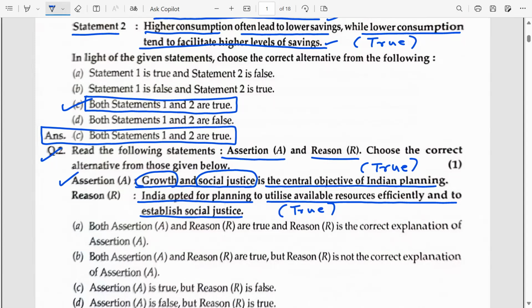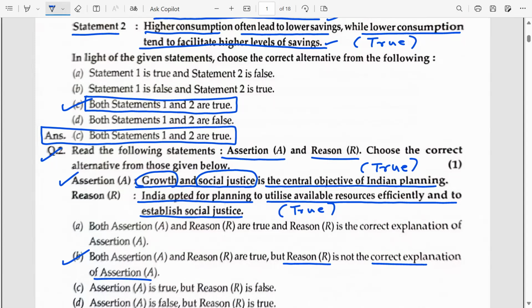Assertion is different, reason is different, both are true. But if you carefully look at the reason, it's not explaining the assertion. India opted for planning to utilize resources efficiently and establish social justice is not the reason for growth and social justice being central objectives of Indian planning. So my answer for this question is assertion and reason both are true in their own statements, but the reason is not correctly explaining the assertion.